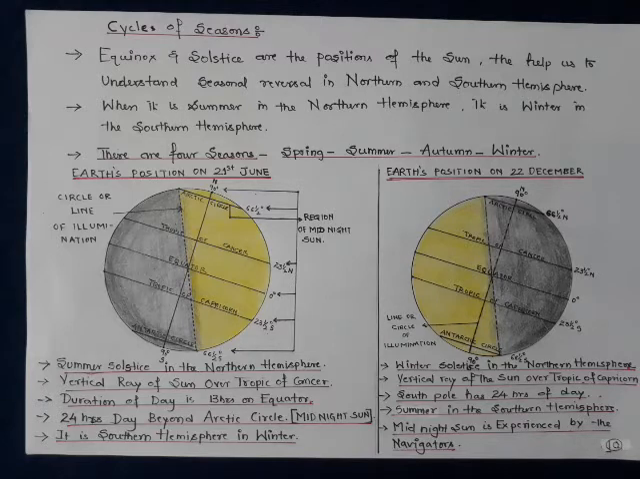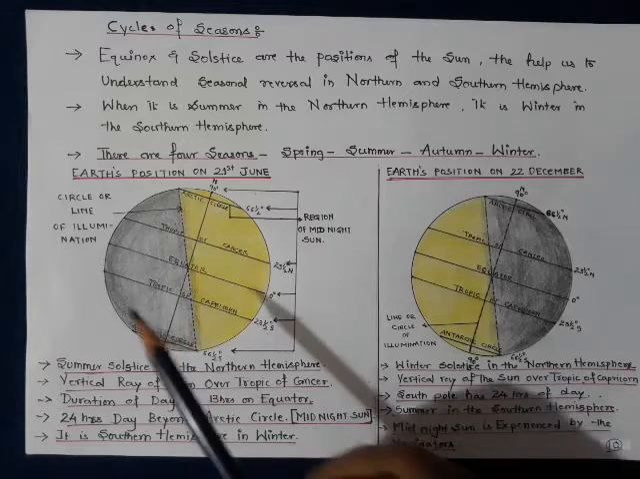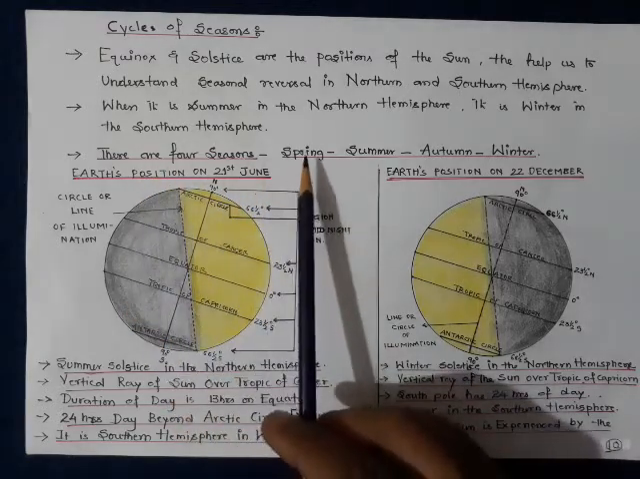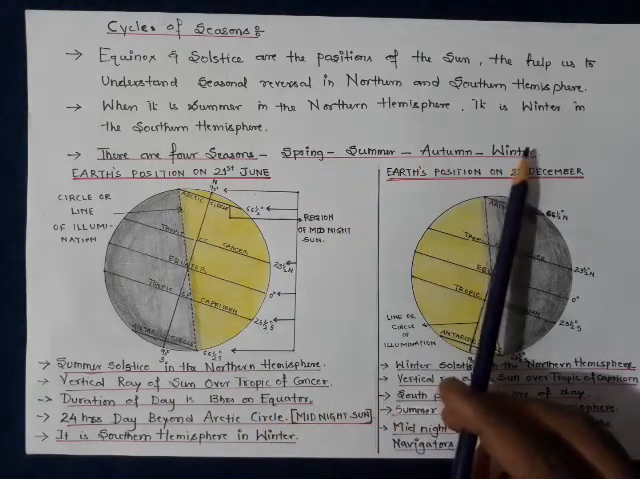When it is winter in the southern hemisphere, it is summer in the northern hemisphere. So this keeps shifting in turns. So basically there are 4 seasons, namely spring, summer, autumn and winter.